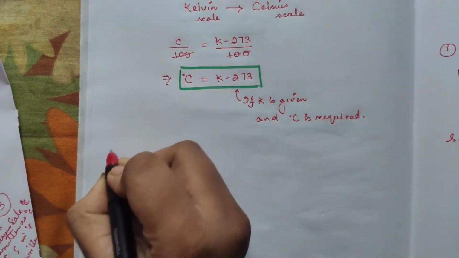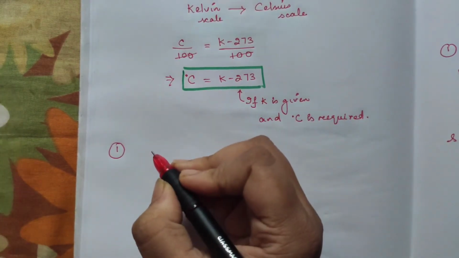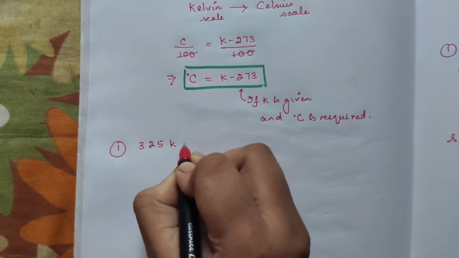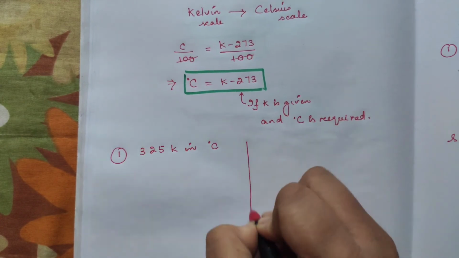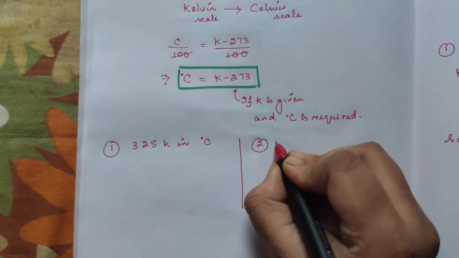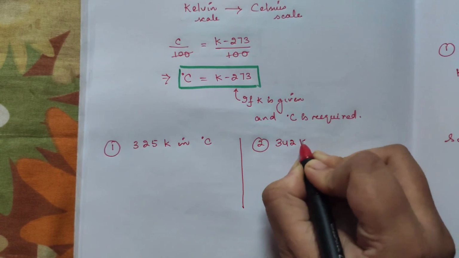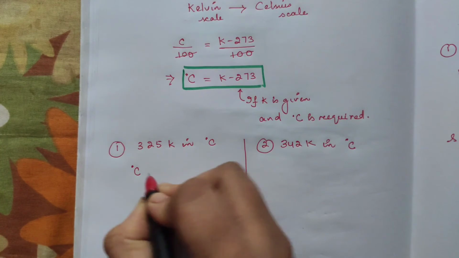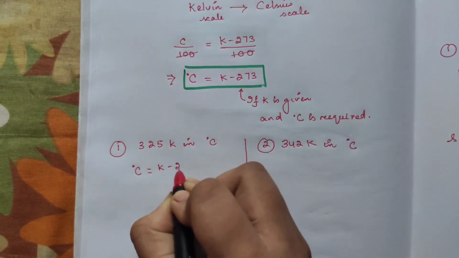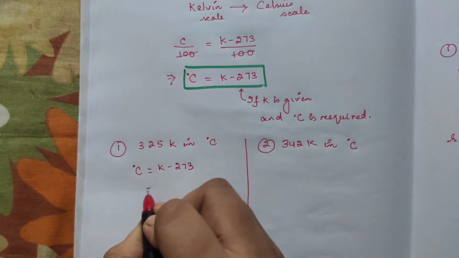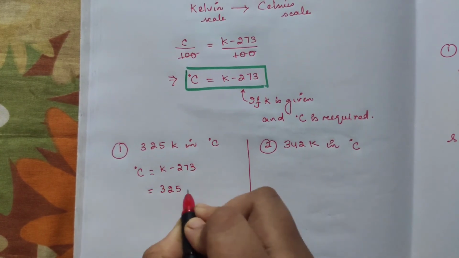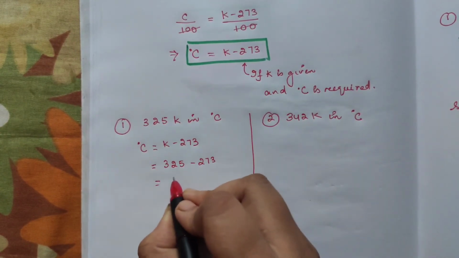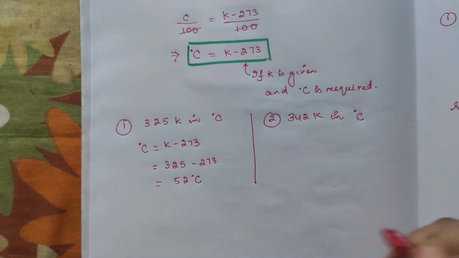Some questions from here. So now I'll take two questions over here. Number 1 is 325 K in degree centigrade. Number 2 is 342 K in degree centigrade. Let's start solving. Again, we'll put the formula. If you can't remember, you can actually derive it. No problem with it. Okay? C equals 325 minus 273. It comes to 52 degrees centigrade.